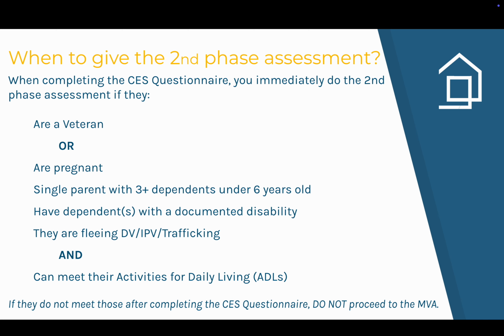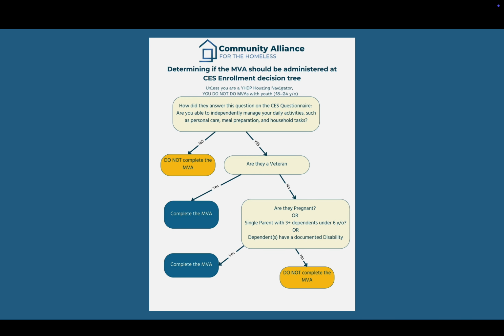Now, when and who do you give the second phase assessment to? Once you complete the questionnaire, you immediately move on to the second phase if your client is a veteran, pregnant, single parent with 3+ dependents under the age of 6, have dependents with a documented disability, or they're fleeing from DV, IPV, or trafficking. They also must meet their ADLs. If your client does not meet these criteria, do not complete the second assessment. And then here is a decision tree on how to determine when to administer the MVA.